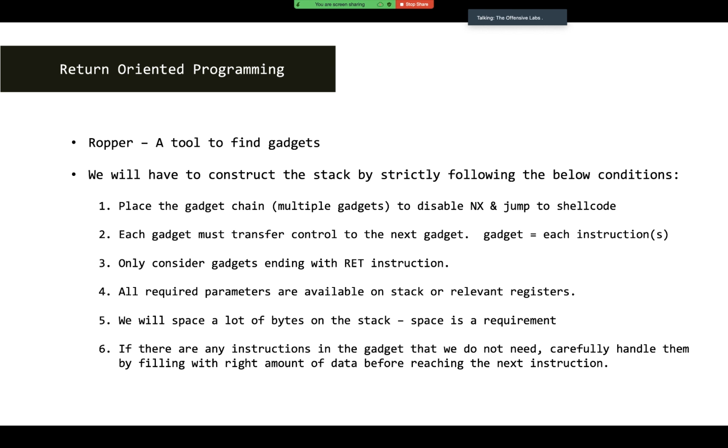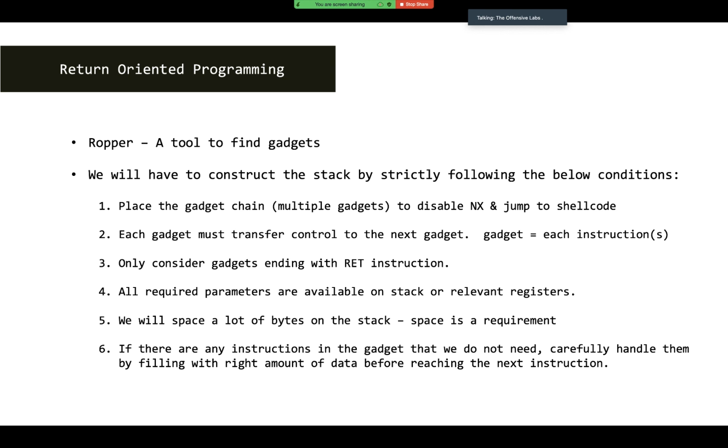And number 4, all required parameters are available on the stack or the relevant registers. So this is the most important part. Just like the system function, when we crafted the return to libc payload, we tried to arrange the stack in a way that the system function has everything ready by the time it gets executed. For instance, we have placed the address of the /bin/sh string in the RDI register, right? So similarly, we should set up everything before we invoke any functions, so that the function can actually pick up the required arguments from those registers.